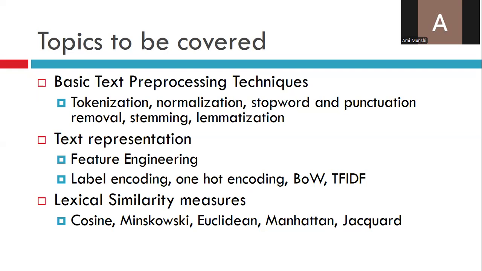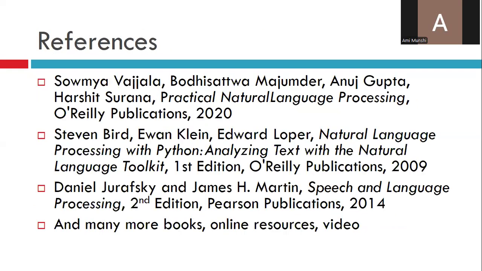We will see or understand what we mean by feature engineering, some techniques to convert textual data into numeric data or vectors, like label encoding, one-hot encoding, bag of words, and TF-IDF. And we will also be introduced to some lexical measures, similarity measures like cosine, Minkowski, Euclidean, Manhattan, and Jaccard. So these are some books and references that I have referred to, and there are many books, online resources, video links, blogs, etc., which I have referred.